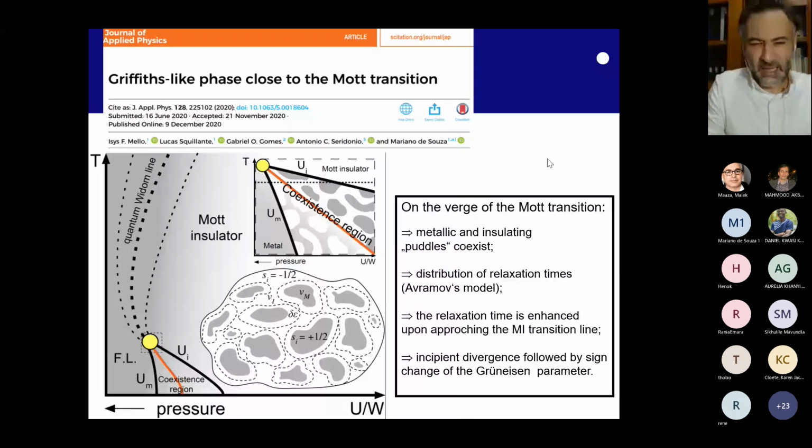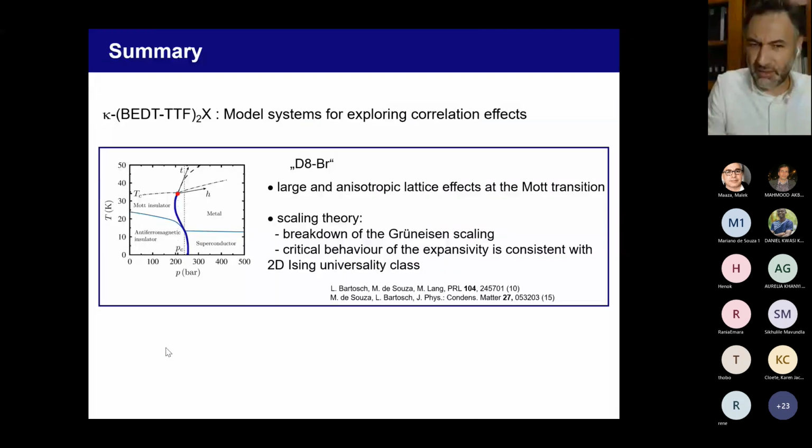I'm not going into details, but upon crossing the metallic-insulating coexistence region, we have an electronic phase. One important result here is that the effective mass is enhanced dramatically upon crossing the first order phase transition line. So the summary of this part is that we consider these systems an appropriate playground for exploring various critical phenomena and correlated phenomena as well.